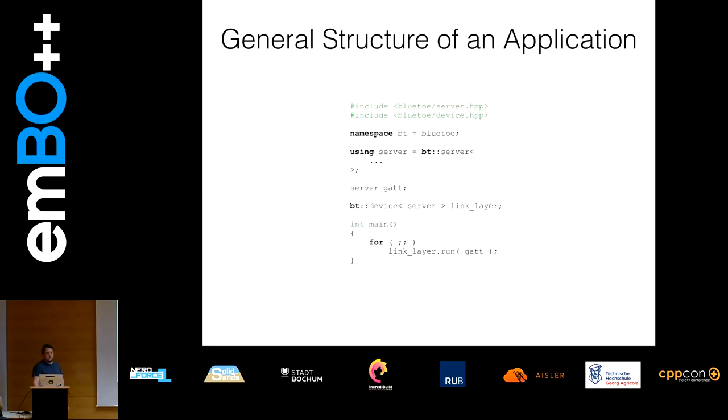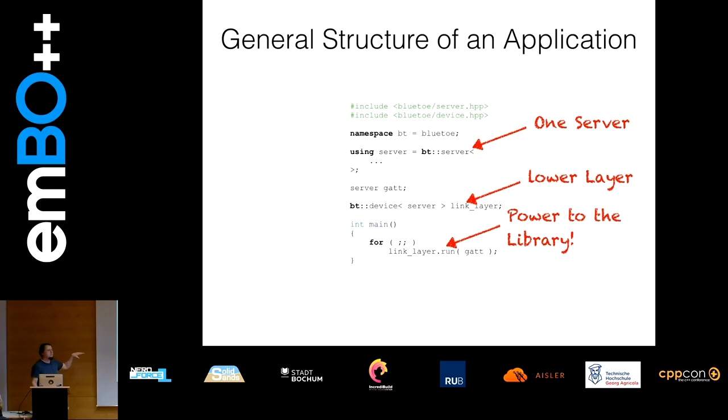So the general structure of an application is: we have some includes. If you like to shortcut the Bluetoe namespace, feel free to do so. We have this one server type. We have an instance of this type called server here. We have this lower layer, and we have some means to give CPU to the library.